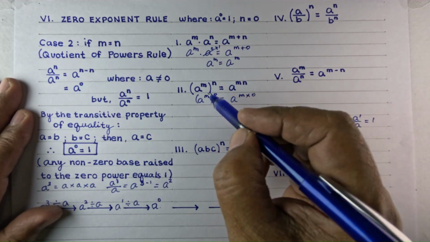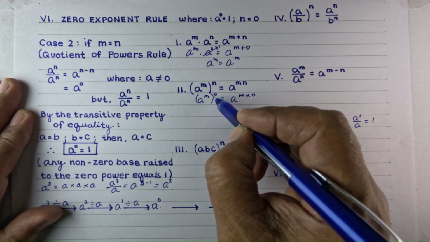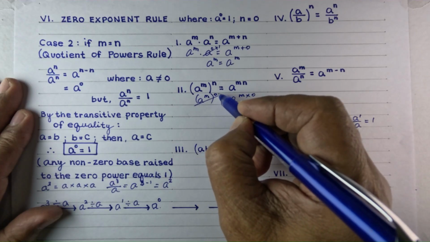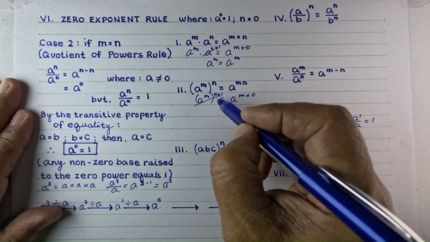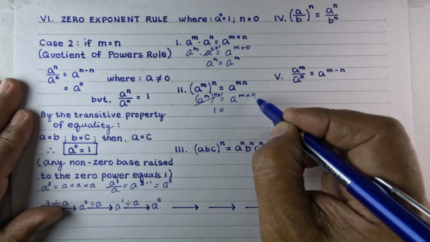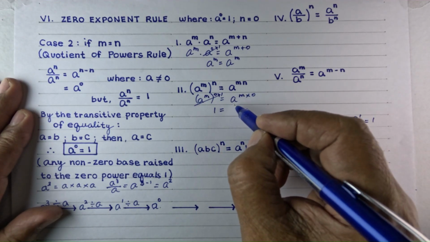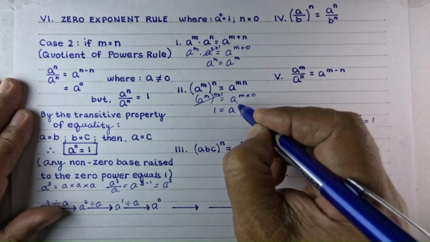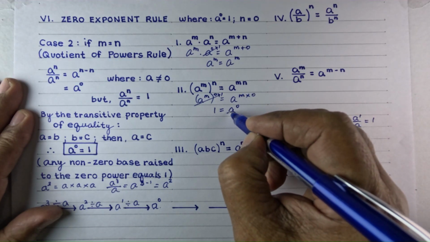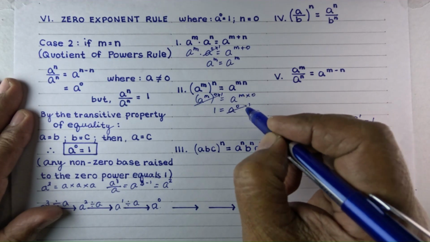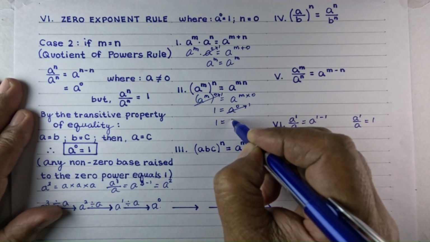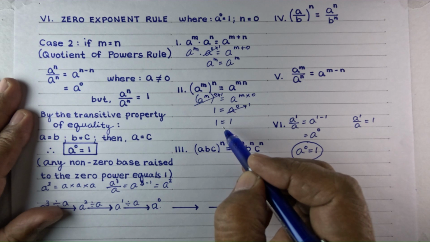But the power a to the m raised to the 0 power is equal to 1. So this is now equal to 1. M times 0 is 0. So this becomes now a to the 0 power, but a to the 0 power equals 1. So that's now equal to 1 equals 1. So 1 equals 1.